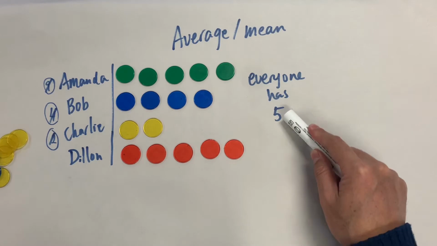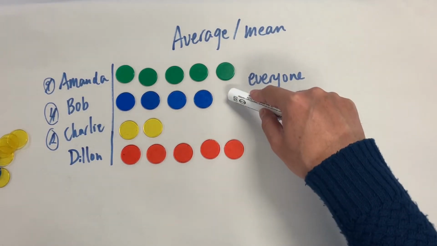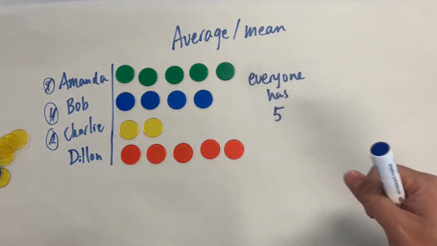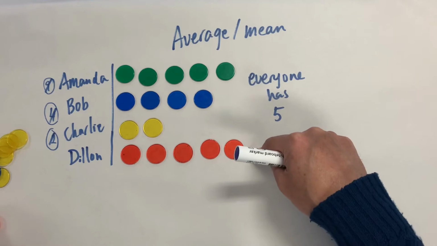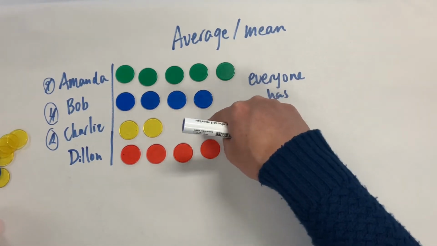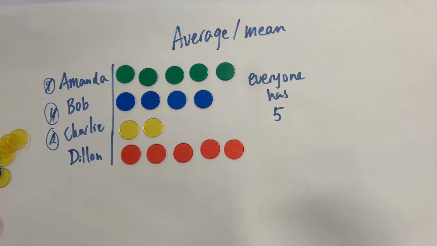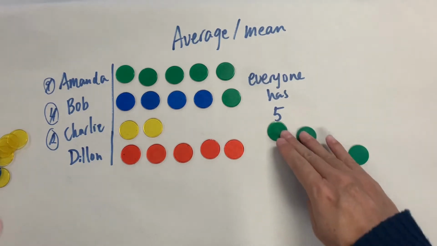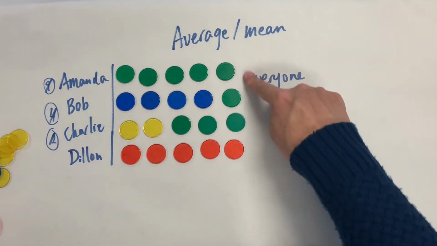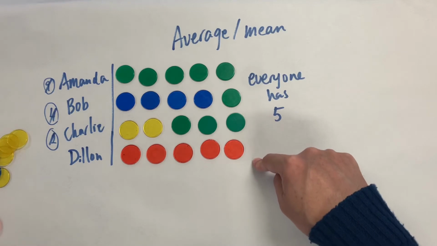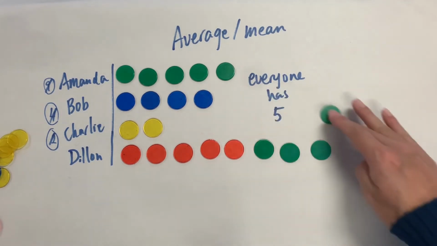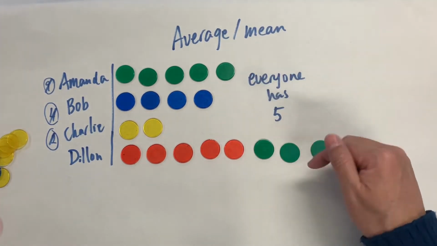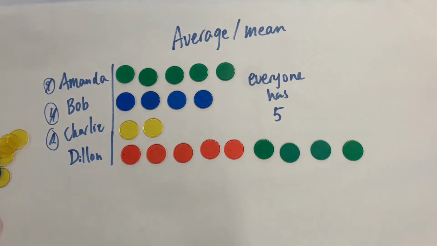You may have realized that if we fill the gap here, everyone should have 5. So Dylan should have 1, 2, 3, 4 more. So if Dylan has 4 more, we can fill these gaps to make average 5. Or if you have realized it, we have to have 20 altogether, because 4 lots of 5 will be 20, right? I'm going to make it harder.